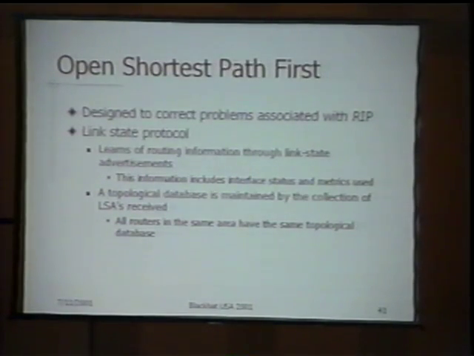And this information includes interface status, metrics between networks, and a topological database is maintained by the collection of LSAs it receives. So basically, from the OSPF information broadcast, we really have to do no deduction here. It gives us the exact topology of any autonomous zone. And all routers in the same area have the same topological database. They have to if they're going to describe the same topology. So this is inherent in the protocol.